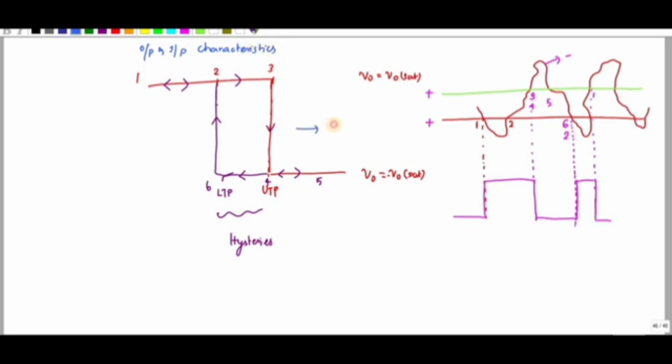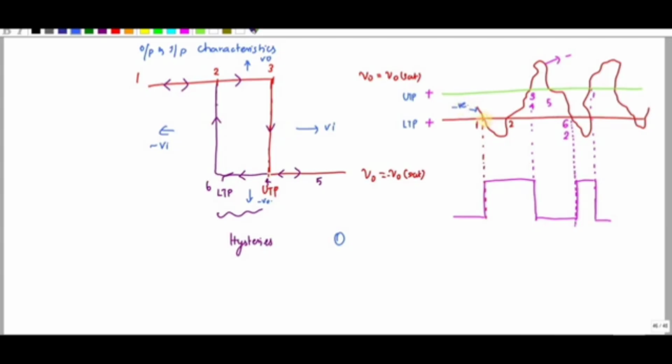So this is your VA and this is your minus VA, and this is your V0 value and this is your minus V0 value. The difference between the UTP and LTP is nothing but your hysteresis. Consider the circuit: this is your LTP value and this is your UTP value. The LTP and UTP value is given to the positive, and this one is the negative value.